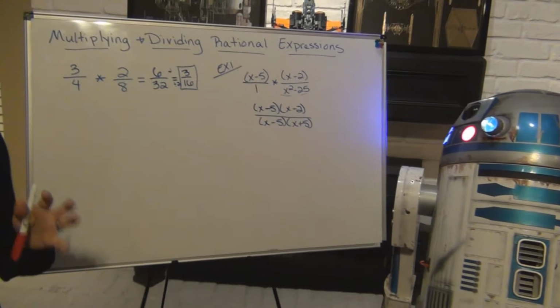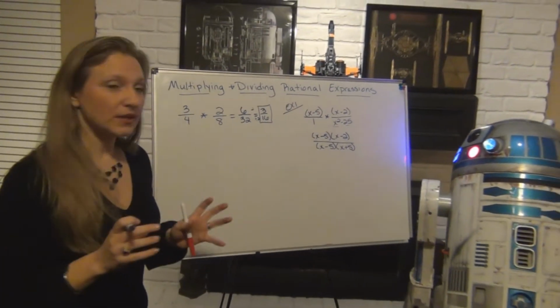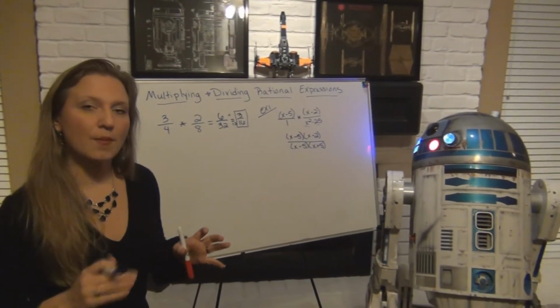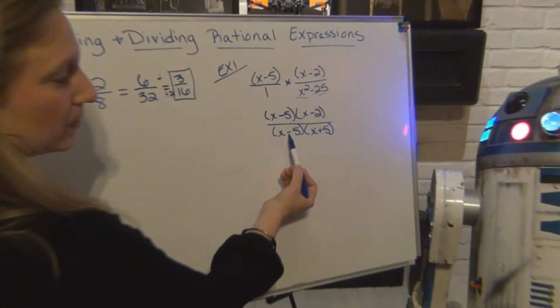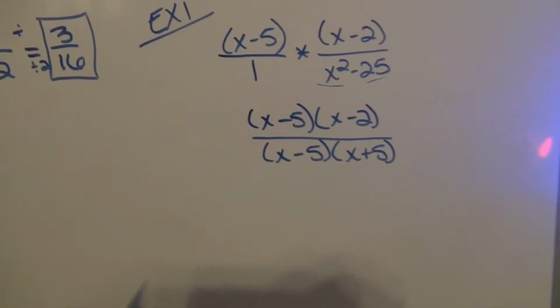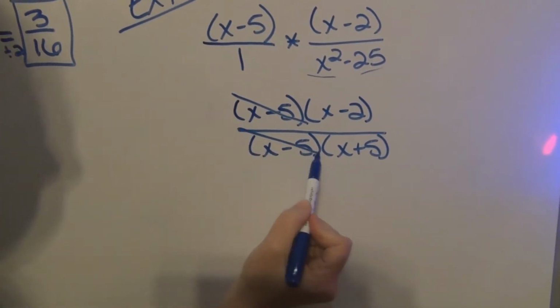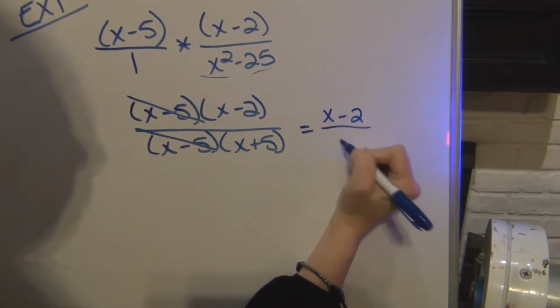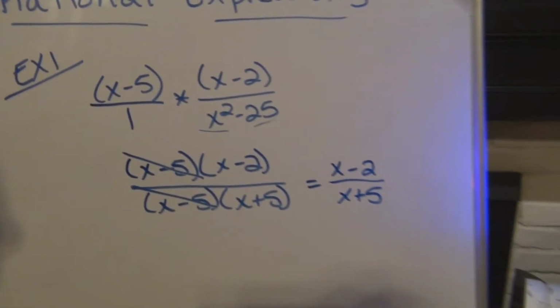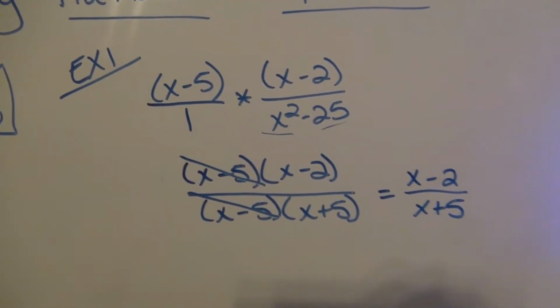All right, so the last step is to simplify. What I'm looking for is factors that are in common that can cancel with each other. Because x minus 5 divided by x minus 5 is just 1. Therefore, I can cancel this, and x minus 2 over x plus 5 is my answer.